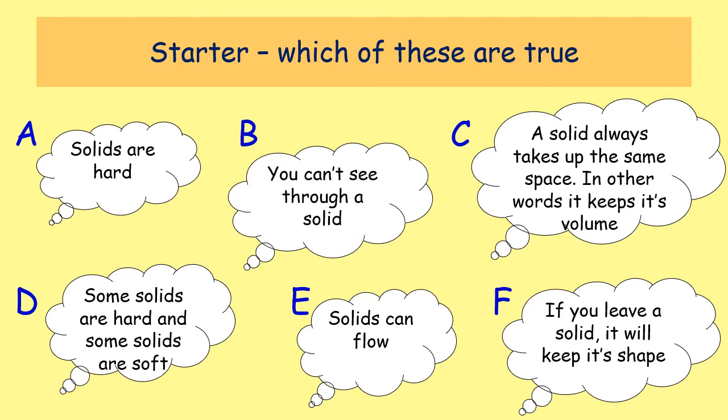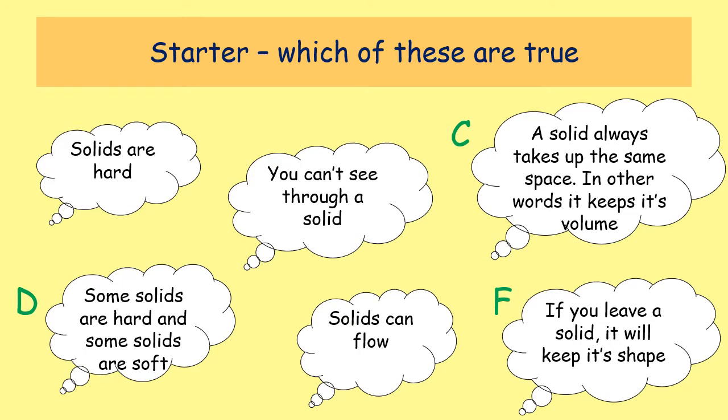and what you can see is the ones that are true are C, D, and F. A solid always takes up the same space, it keeps its volume. If you leave a solid, it will keep its shape. Some solids are hard, some solids are soft. That's true. The ones that were incorrect, solids can flow. That is incorrect because their particles can only vibrate. You can't see through a solid.